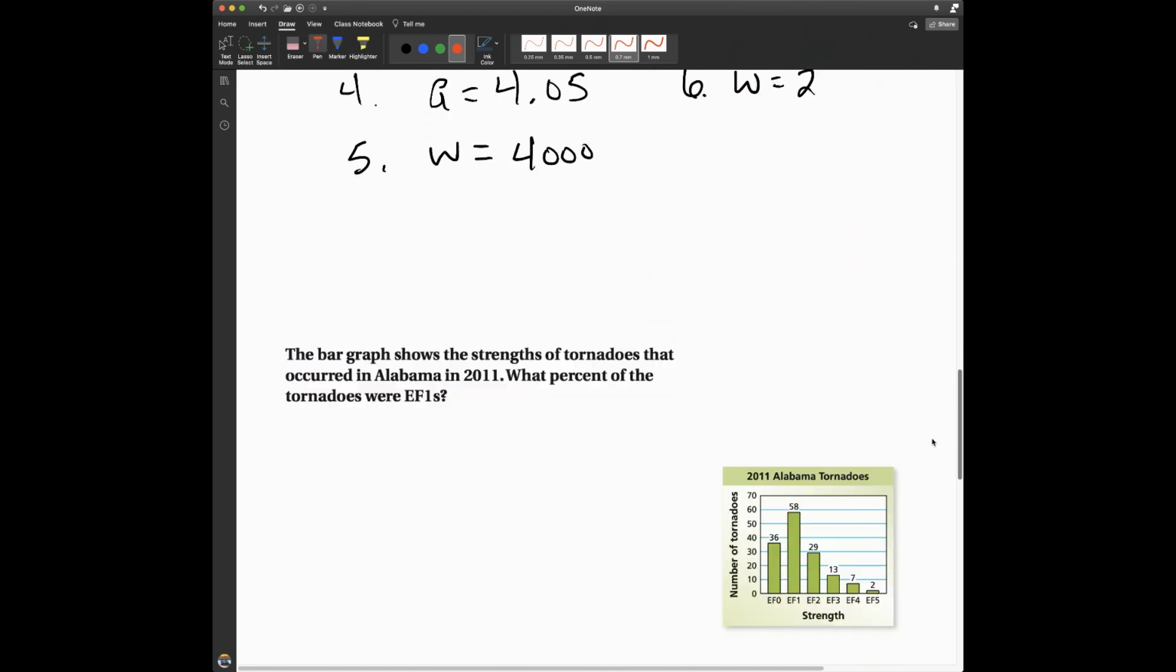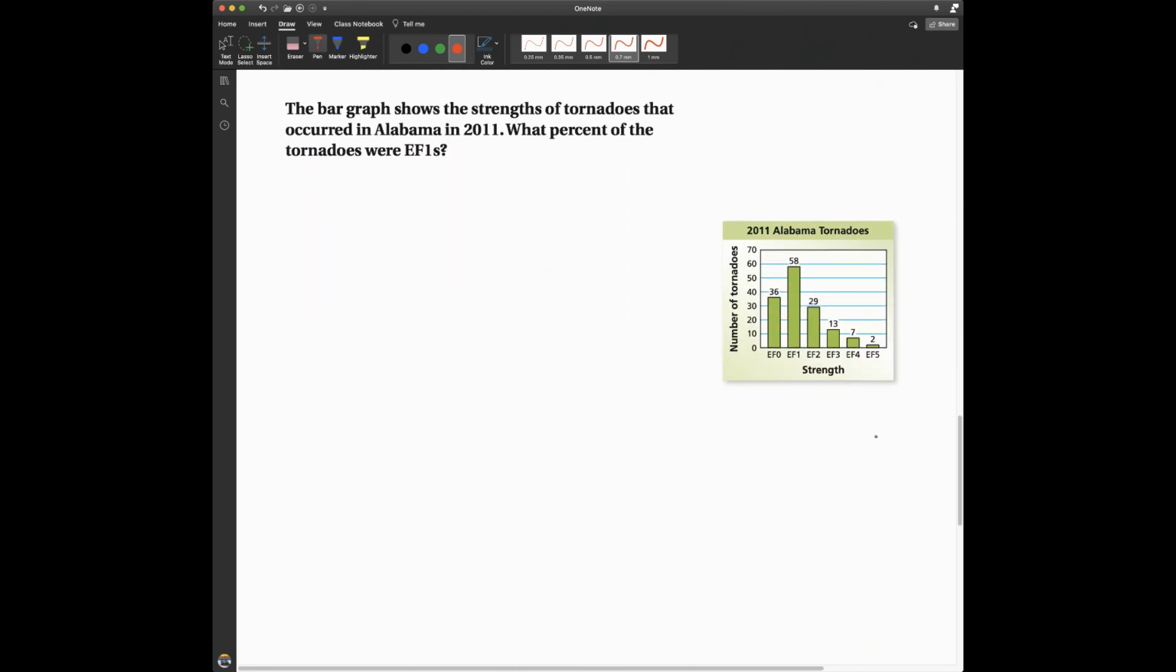All right, let's look at a word problem. So this bar graph down here shows the strengths of tornadoes that occurred in Alabama in 2011. What percent of the tornadoes were EF1s? Okay, what percent were EF1s? Well, how many EF1s did they have? They had 58. And that has to represent the part. That's not all of the tornadoes they had, so it can't be the whole. We're looking for what percent, so we're looking for what is P over 100.